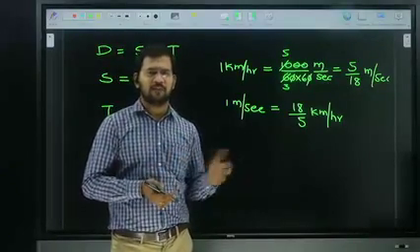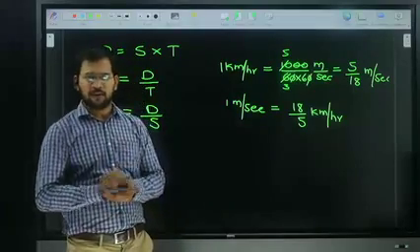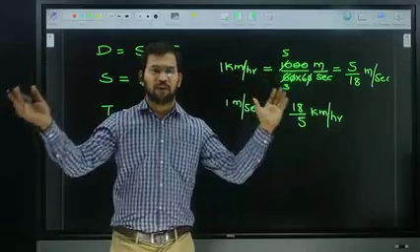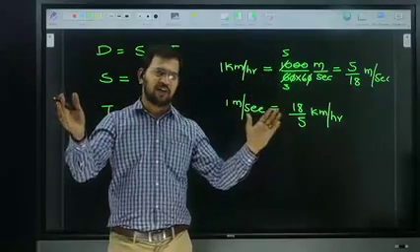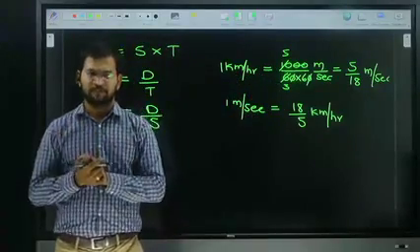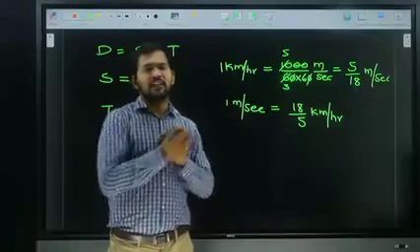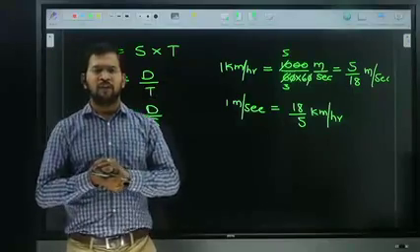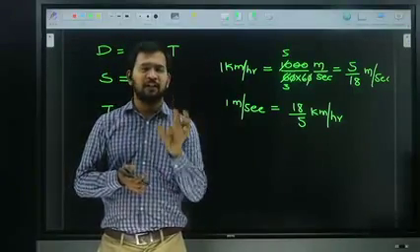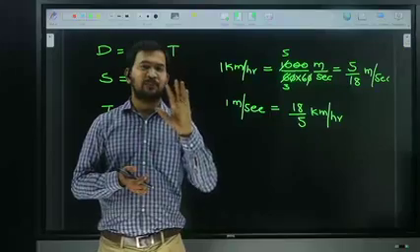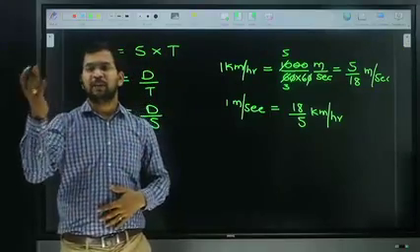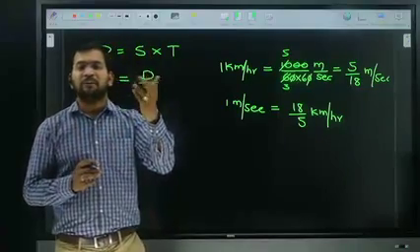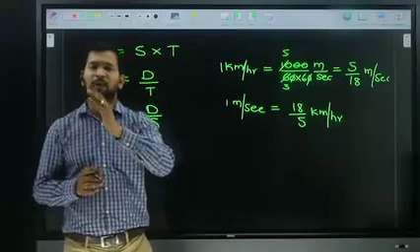Sir, when do we apply 5 by 18 and when do we apply 18 by 5? I will explain very clearly. Kilometer per hour is a larger value compared to meter per second. Meter per second is a smaller value compared to kilometer per hour. And coming to the values, 5 by 18 is a smaller value compared to 18 by 5, and 18 by 5 is a larger value compared to 5 by 18.